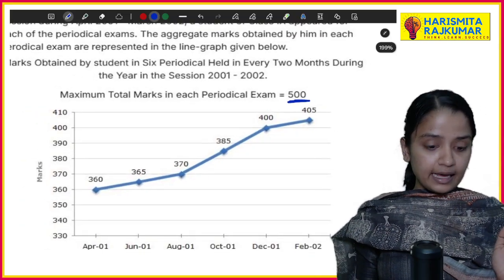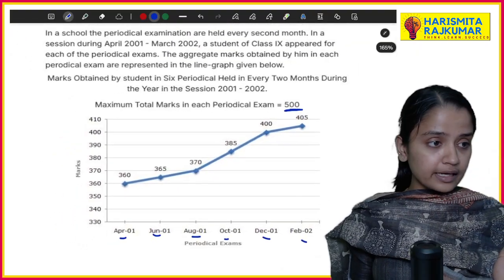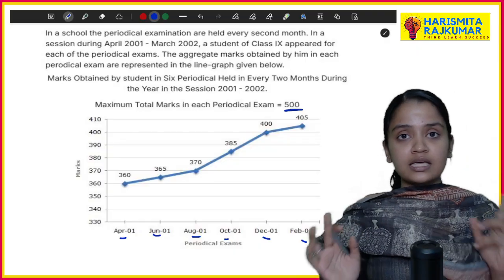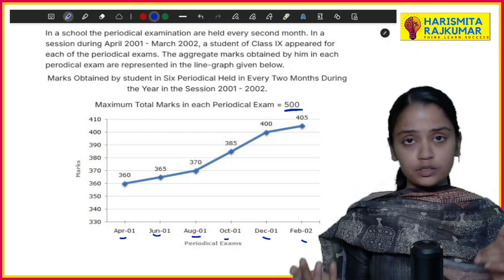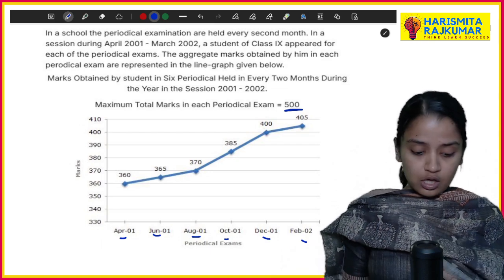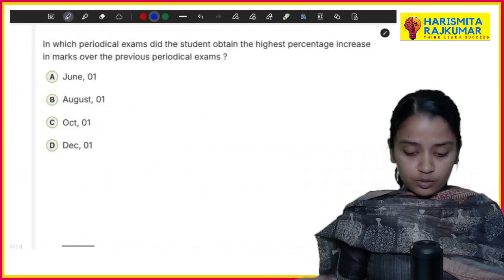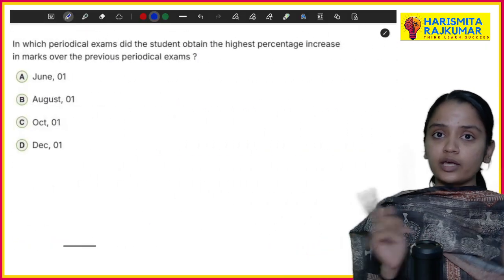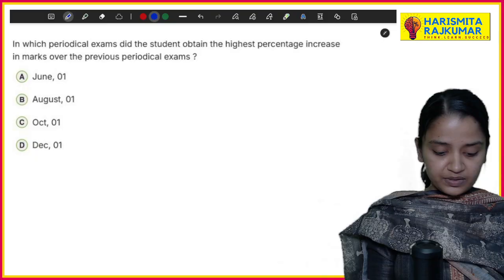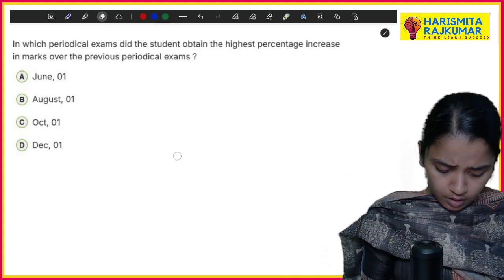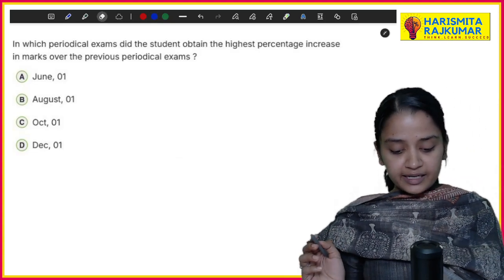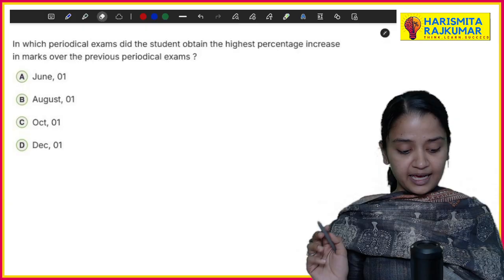So kindly take a screenshot of it right now in your phone and keep it beside you while I'm telling you. Screenshot it in some other phone also if you're watching it on a phone, so that you will be able to answer without going back. I'm not going back. I have a screenshot beside me so I can answer. Okay. So now, in which periodical exam did he score the highest percentage increase?